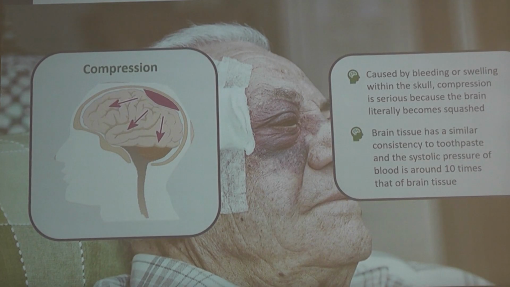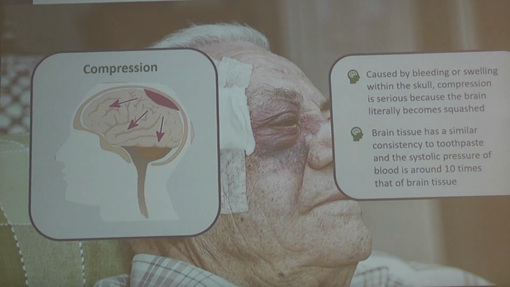Or they might get a bleed between the dura mater and the skull, and that's usually an arterial bleed. It's a high-pressure bleed, and it gradually increases, and as it does that, it compresses the brain. So again, they'll present with signs suggestive of stroke, because as the brain gets compressed, the bit that's compressed stops working. It literally squashes the brain, so the person might be completely fine to begin with, but as this develops, it will gradually get worse and worse and worse.